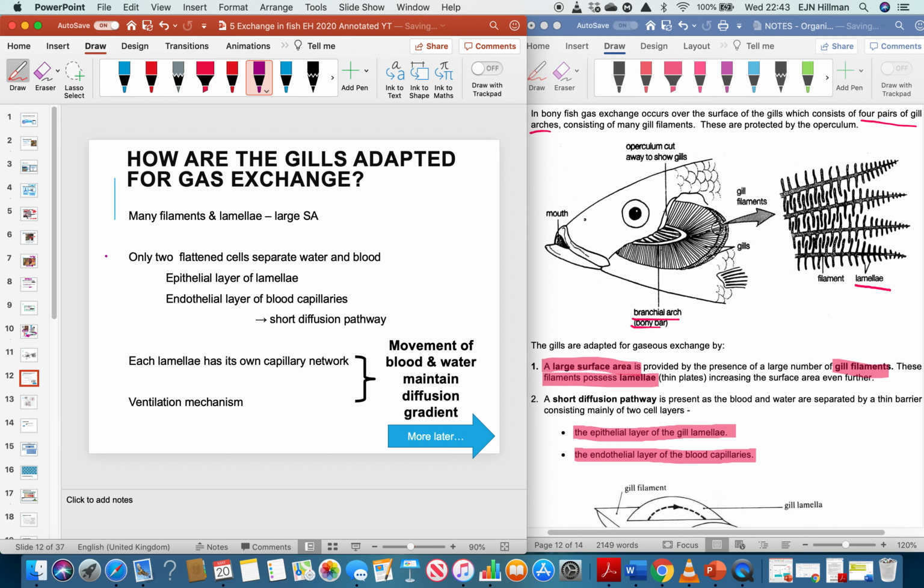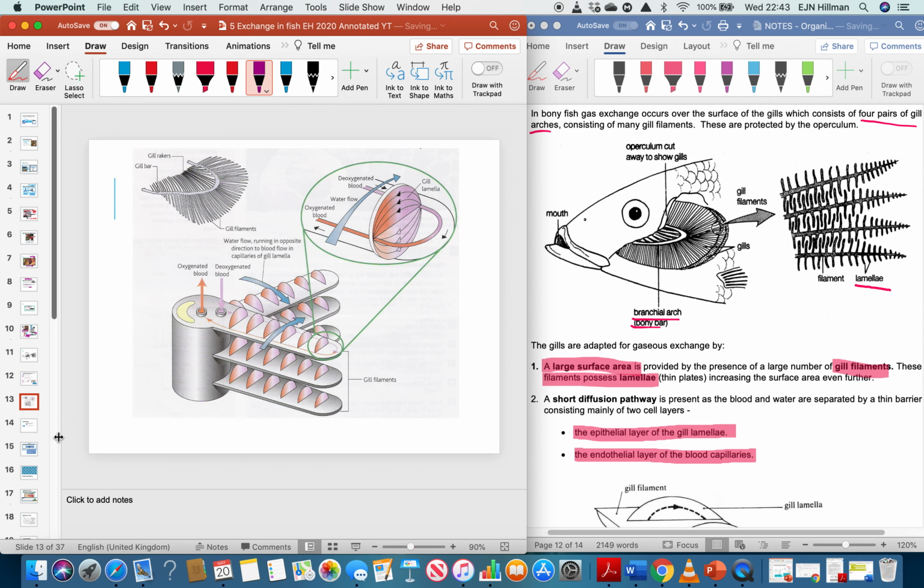So together, here are all of those features. As I mentioned, many filaments and lamellae, large surface area. And epithelial lamellae, endothelial capillaries, so short distance of diffusion. Each lamellae has its own capillary network. Okay, that again increases the surface area, and there is a ventilation mechanism. We'll come back to that ventilation mechanism in a moment.